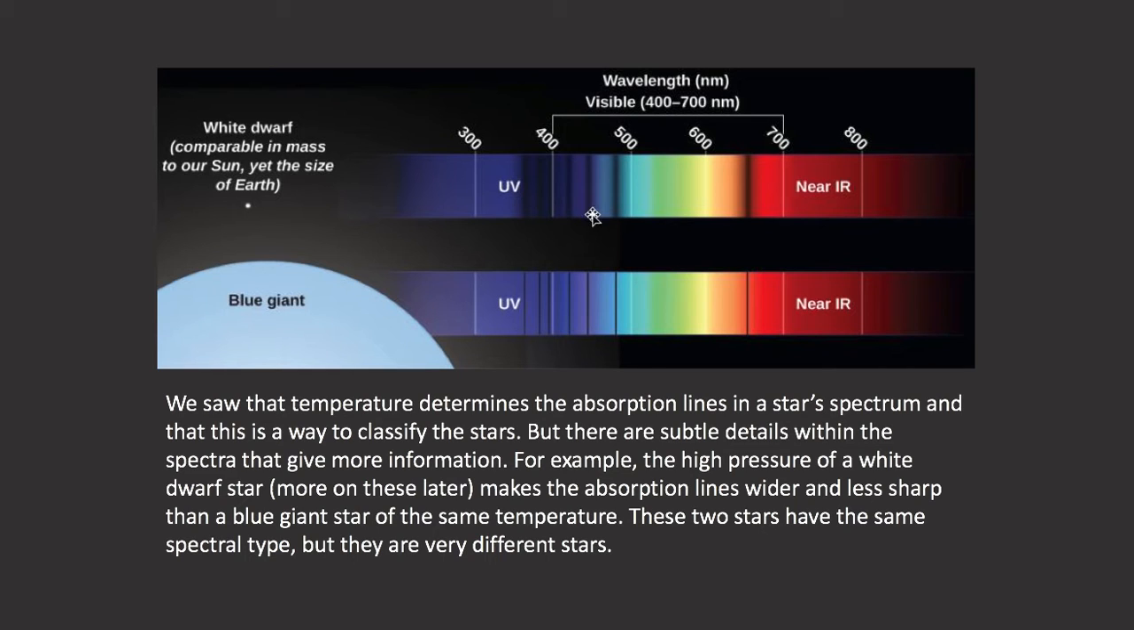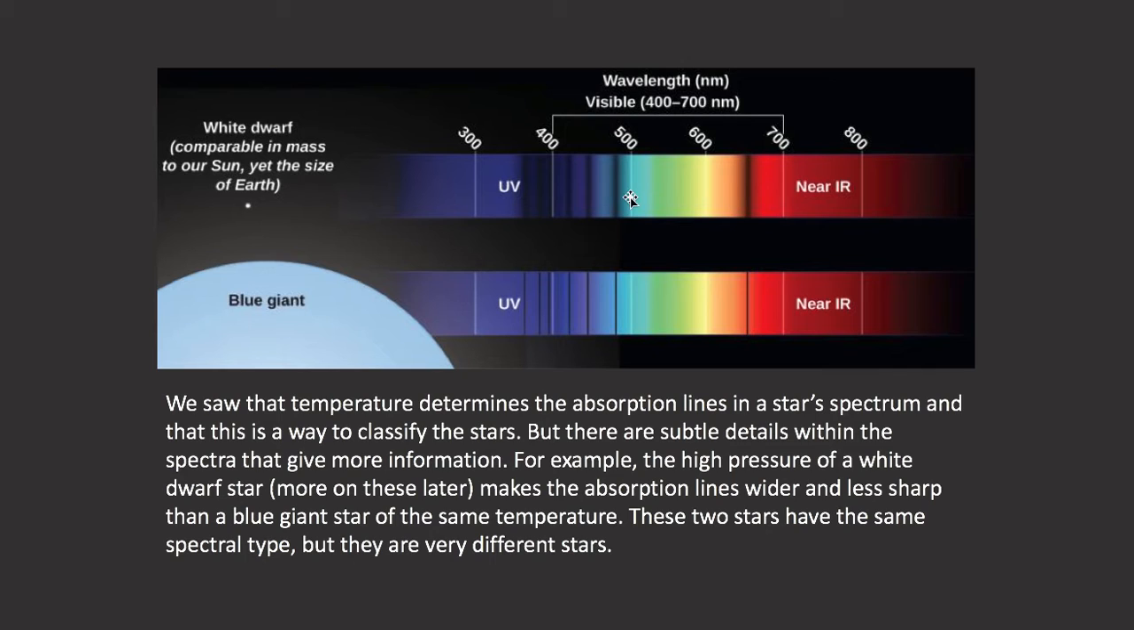Now the next question would be, well, why are they different? They're the same temperature, so the lines go in the same place. But because the white dwarf is so much more compact, its surface gravity is so much stronger, the gravity in its atmosphere is so much stronger, that there's a much, much higher pressure. That added pressure has an effect on the absorption lines. It makes them wider and not as sharp as the lines of a much bigger star, where the surface gravity is much lower.